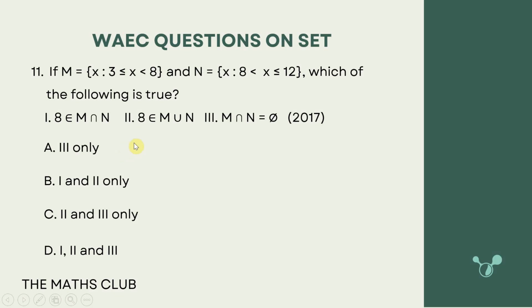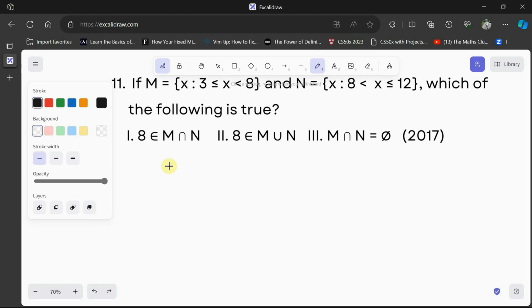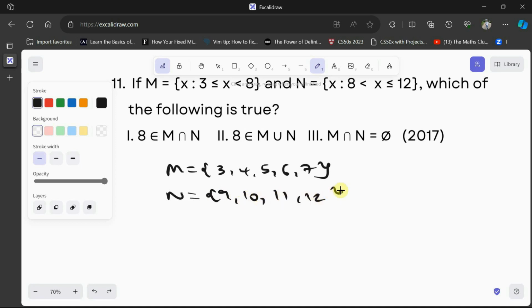Welcome back. Let's solve it together. We know that our set M is going to contain 3, 4, 5, 6, 7, and our set N is going to contain 9, 10, 11, 12. So let's find what M intersection N is. Is there anything common to both? No. So how do we represent it? We represent it with a null sign, the empty set, or we could say it like this. Any one is fine.